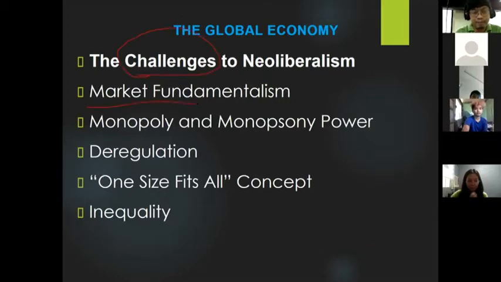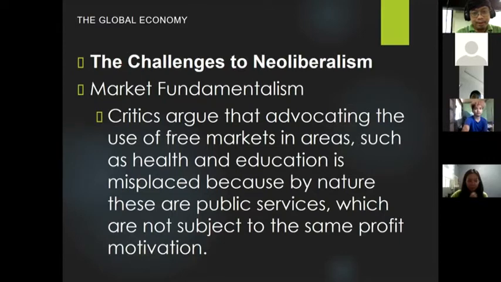Isa dito yung market fundamentalism, another is monopoly and monopsony, the regulation, the one-size-fits-all concept, and inequality. Market fundamentalism, well, critics argue that advocating the use of free markets in areas such as health and education is misplaced because by nature, these are public services which are not subject to the same profit motivation. Ang ibig sabihin ng market fundamentalism, is that yung mga services that should actually be free, ginagawang business.